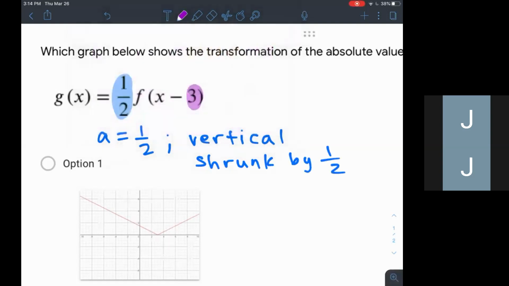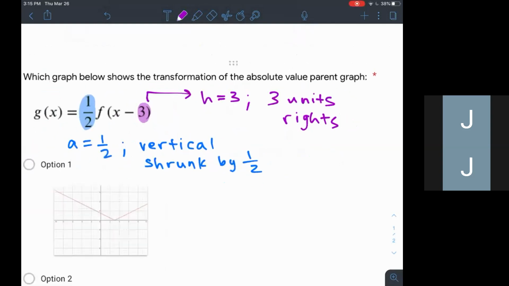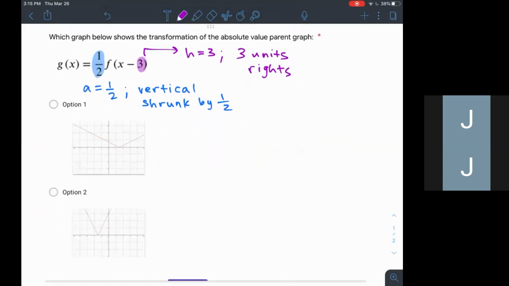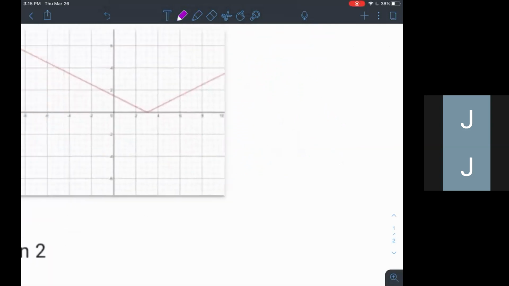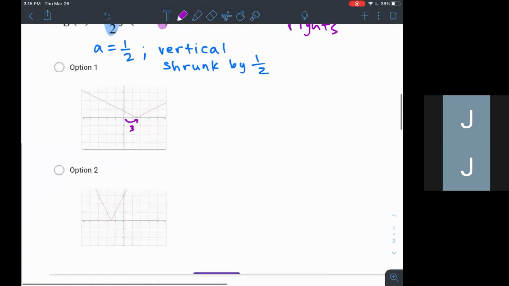That 3 is what we refer to as our h value. And since it presets at x minus h, our h value really is +3, which means we are shifting it right. So I like to think about the shifts first, up and down and side to side. In this case, 3 units right. And since we have some options here, I can eliminate all the ones that didn't get shifted 3 units to the right. Well, this one looks like it did get shifted 3 units to the right on the x value, so that's still in play.